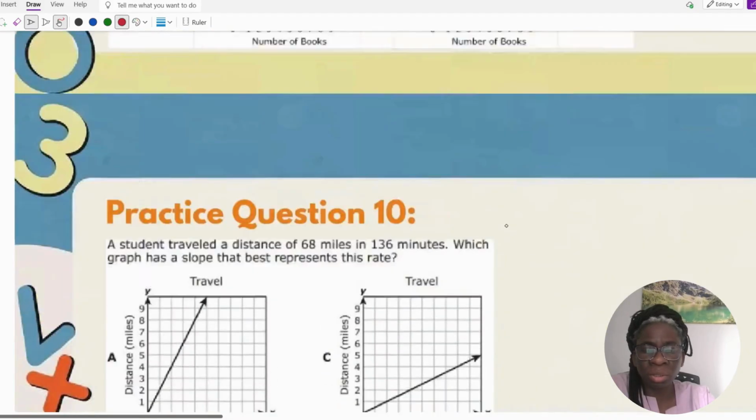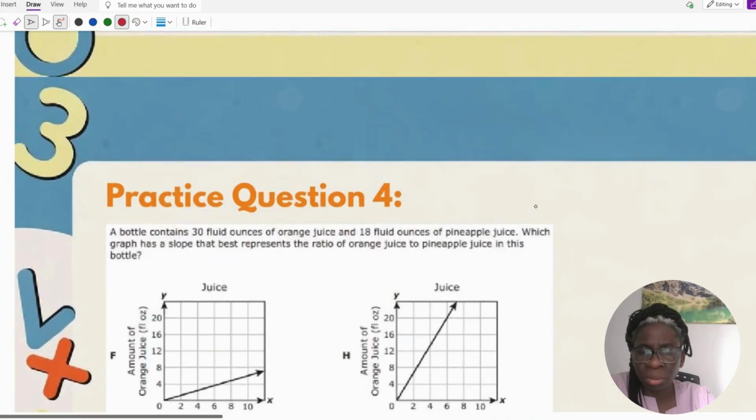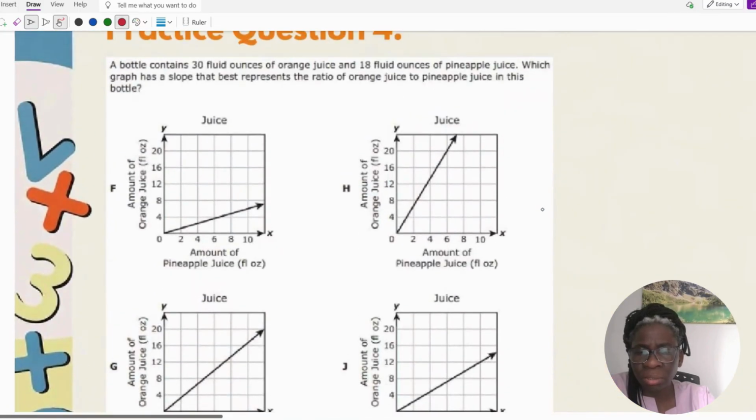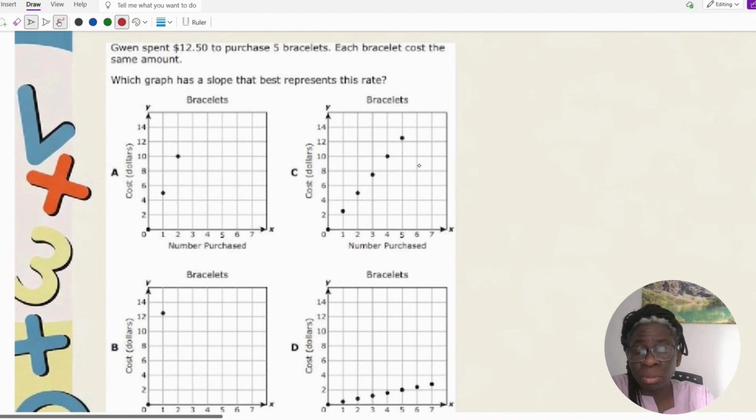The next question, question 4, says a bottle contains 30 fluid. We've solved this one. It's a repetition. So the next one says, Gwen spent $12.50 to purchase 5 bracelets. Each bracelet costs the same amount.